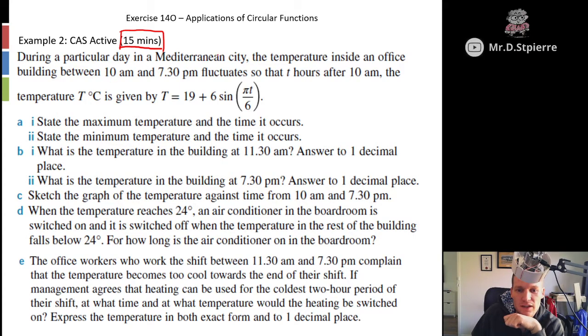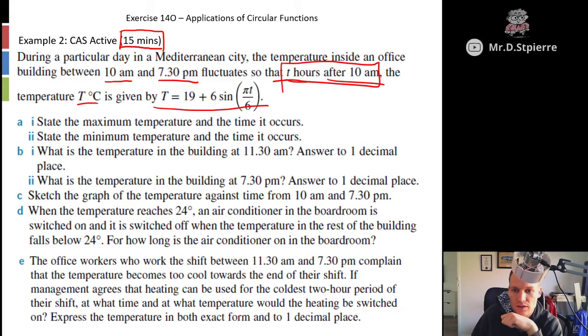During a particular day in the Mediterranean city, the temperature inside an office building between 10 a.m. and 7:30 p.m. fluctuates. So T hours after 10 a.m., the temperature in degrees Celsius is given by this equation. Okay, so this is our frame of reference. T hours after 10 a.m. So if T equals 0, it's 10 a.m. Okay, so we're not starting at midnight anymore, we're starting at 10 a.m. Okay, state the maximum temperature and the time it occurs.